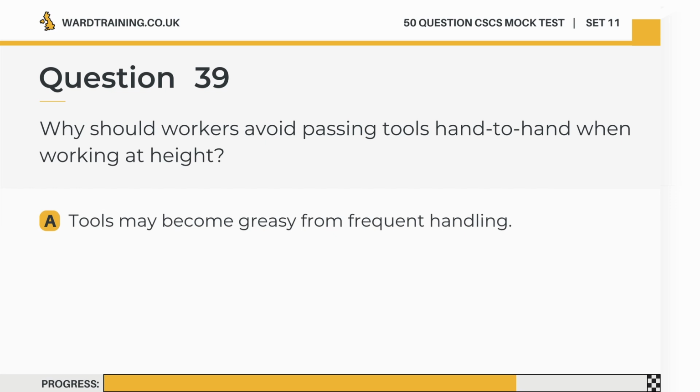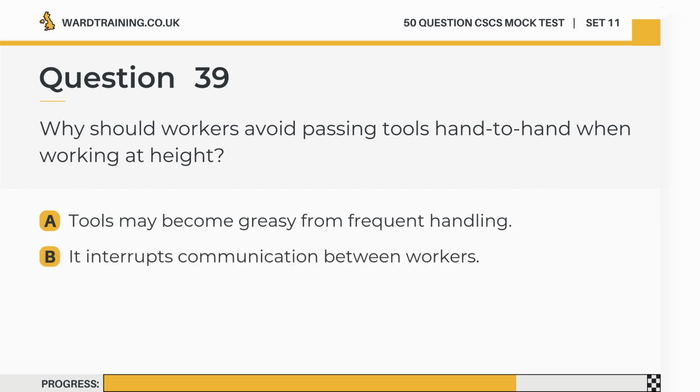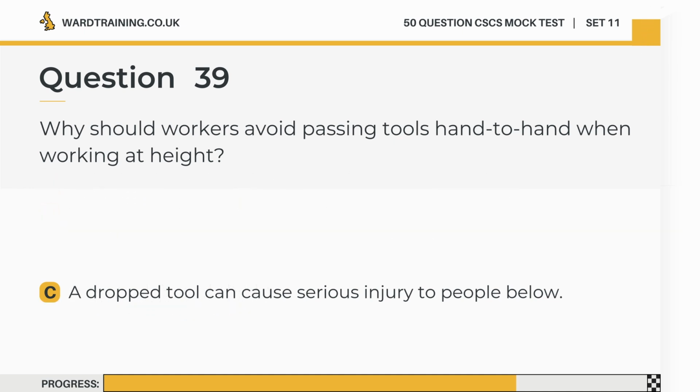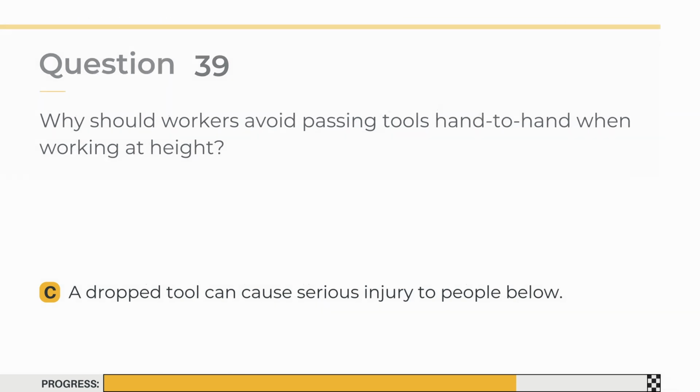A. Tools may become greasy from frequent handling. B. It interrupts communication between workers. C. A dropped tool can cause serious injury to people below. D. It slows down workflow. The correct answer is C. A dropped tool can cause serious injury to people below.